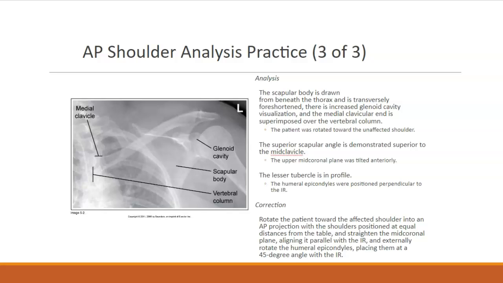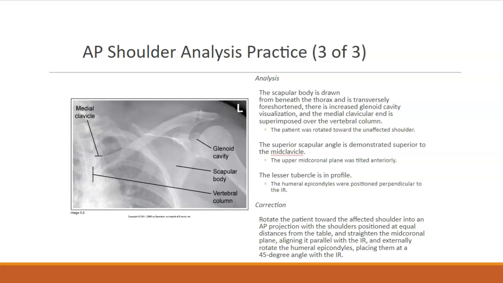In our last practice analysis of the AP shoulder, this looks like it was taken with an internal rotation projection. First, we want to make sure we have all our anatomic structures within the field of view. Next, we want to look to see if there is any rotation or tilt.